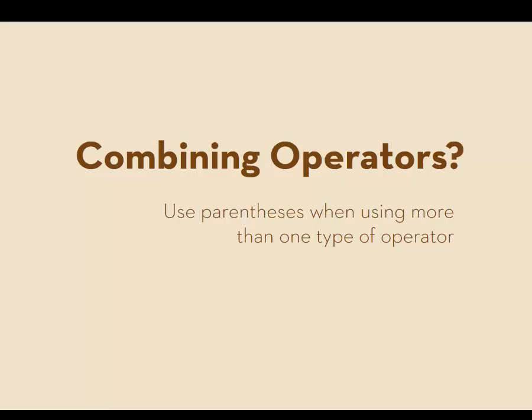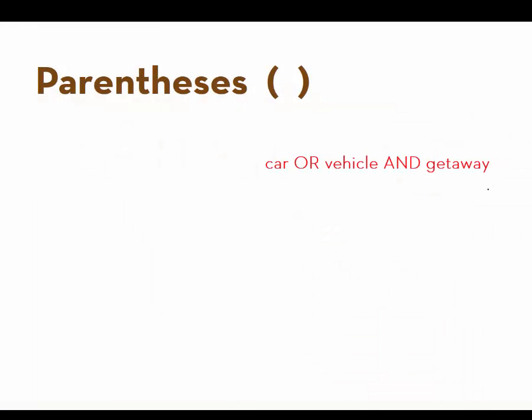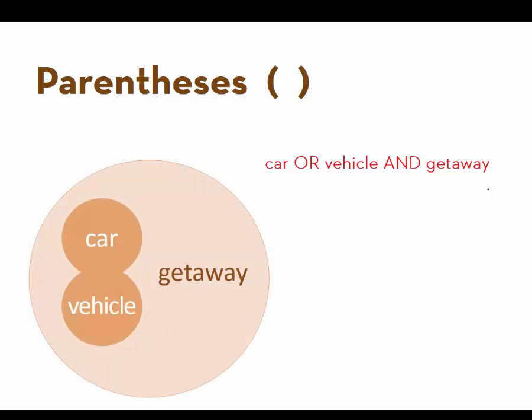If you're constructing a search with more than one type of Boolean operator, though, and that will happen a lot, you will need to use parentheses to control the order of the search. And let me show you why. If we have the following search, car OR vehicle AND getaway, you might easily conclude that the database will first resolve the first 2 terms and then the next term, and logically interpret it like this. Given this visualization, your results would include documents that contain either car or vehicle, and they must all include the term getaway.